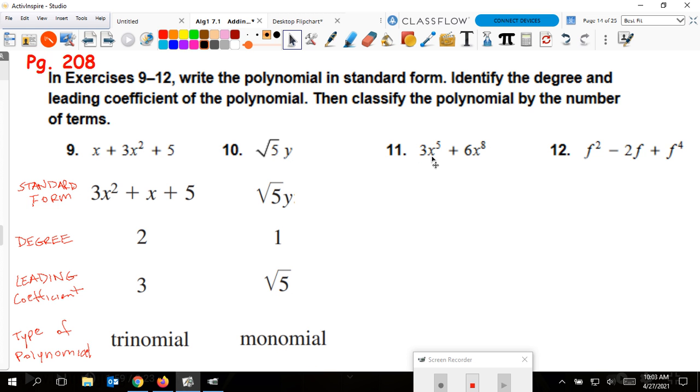Number 11, for this one, standard form, we're going to put the second one first here because it's got the x to the 8th. That's bigger than x to the 5th. So just reverse the order there between the two of those.